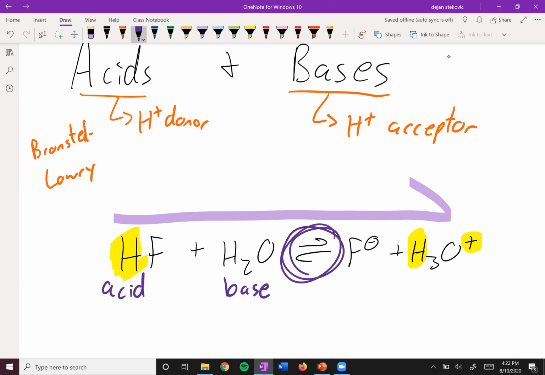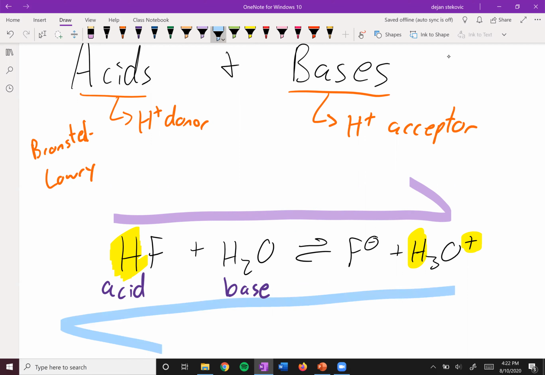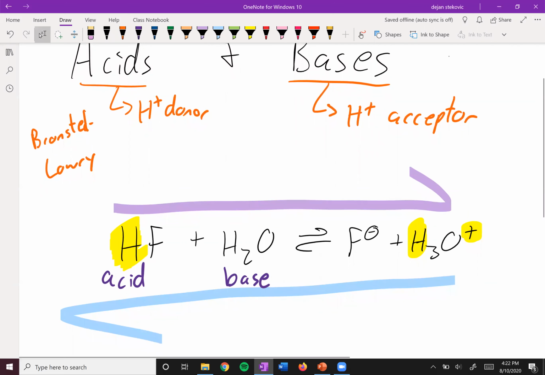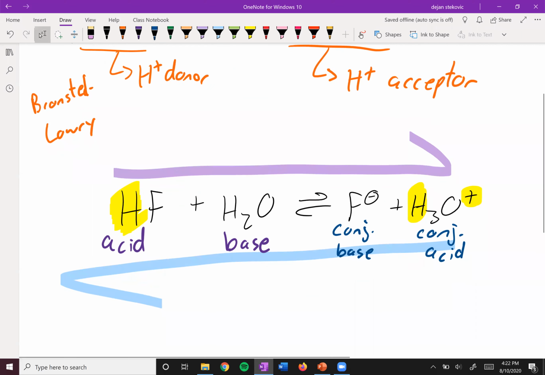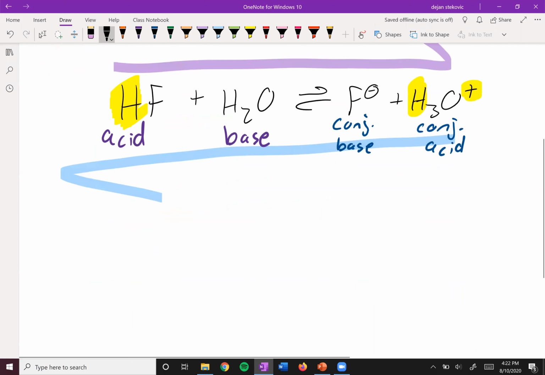But as you can see, this is an equilibrium arrow, and so we can think about things going from right to left. And so if we think about things going right to left, it's basically reversed. And what we call these are conjugate acids and bases, right? So going left to right, HF is an acid, but going right to left, F- is a base. So we call this the conjugate base. And then H3O+ will be the conjugate acid, right? Conjugate acid-base pairs. Take a proton, remove a proton.